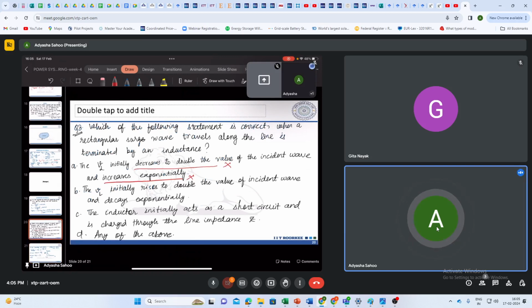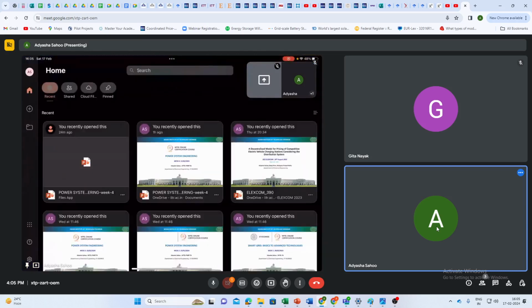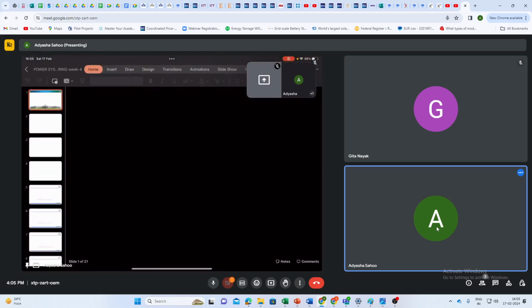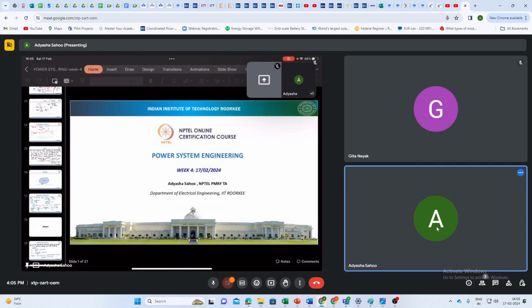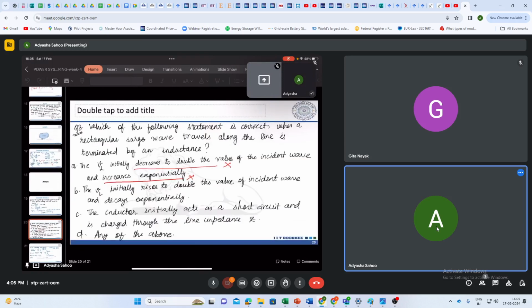Basically the incident was Vf, but when it is terminated with an inductor, the voltage first rises to 2Vf and then decreases exponentially to 0. So the second option says the voltage across the inductor initially rises to double of incident, and then it decays exponentially to 0 at t equal to infinity. So this is the correct one.